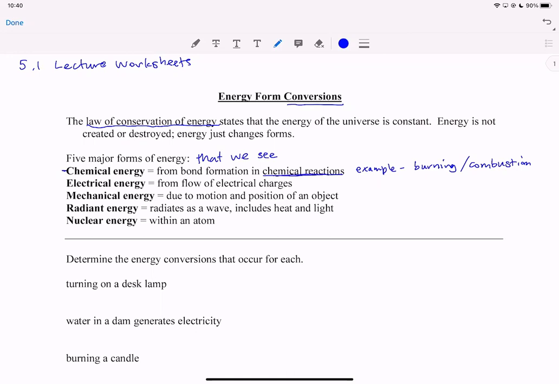You have a hydrocarbon that's the fuel, and then the products were always carbon dioxide and water. But you get energy out of that, which is energy in the fire, that's light and heat, that's radiant energy. Radiant energy is any energy that radiates as a wave. And this includes all those electromagnetic forms of energy, not just heat and light, but you've got radio waves. Anything that radiates as a wave. So the electrical energy is the flow of electrical charges, and that's electricity.